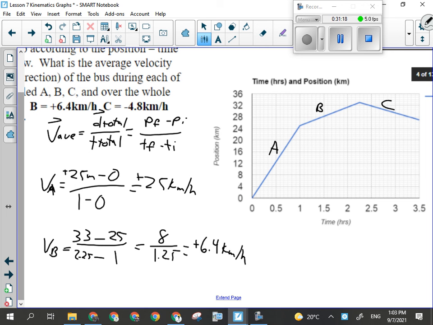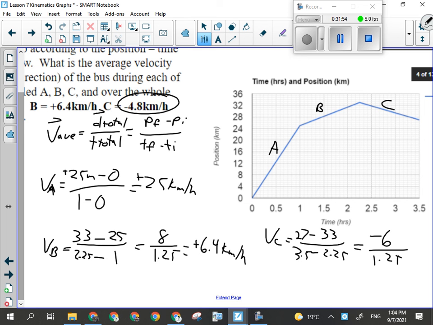And I do the same thing for part C, right? The average velocity in part C will be something minus 33, because that's where I started, okay, and 2.25. So for this one here, we're looking at 27 as our position. And our final time is 3.5. So we're looking at negative 6 divided by 1.25, which should give us our negative 4.8 kilometers per hour.